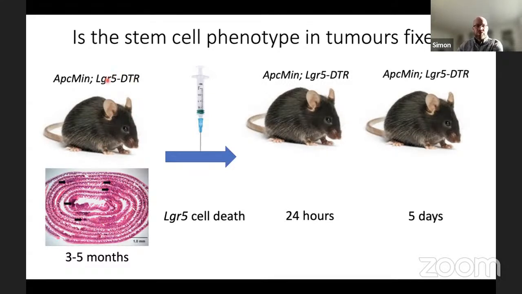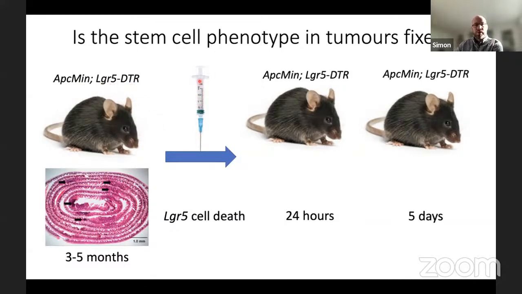But what we attached it to was this moiety here called the LGR5 DTR. So wherever the LGR5 promoter is turned on, it is attached to a diphtheria toxin receptor. Diphtheria toxin receptor can be activated with diphtheria toxin, and when that happens, cells that express the receptor die. So what this model does is kill all cells that are expressing LGR5 only when you give it diphtheria toxin. So we generated the APC min LGR5 DTR model.